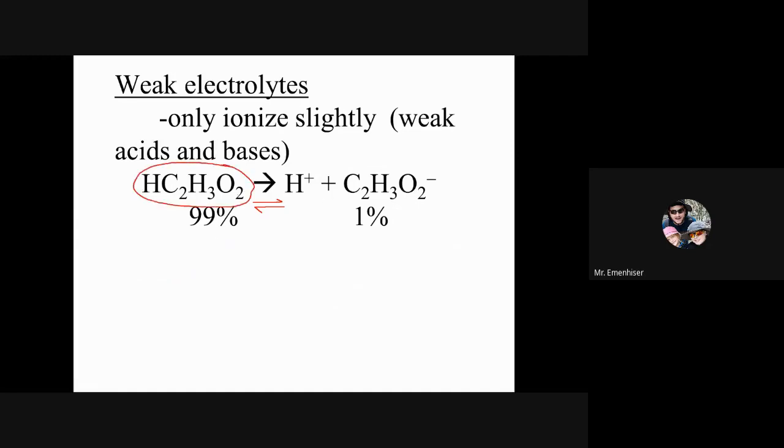So if I looked at a bottle of this, if I zoomed in with the microscope to look at the ions, most of what I would see would still be this. I wouldn't see a whole lot of the ions. So maybe 1% of it would break down into ions. The remaining 99% would still be in this form where it's not split. So we call that a weak electrolyte. They only ionize slightly. This is acetic acid, I believe, which is in vinegar.